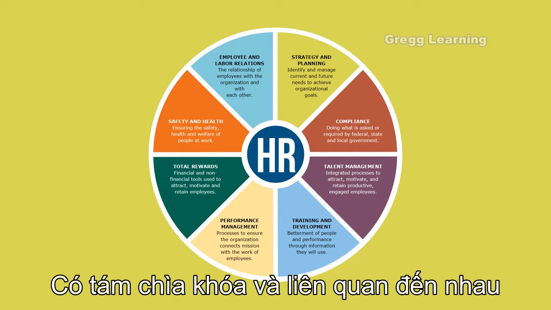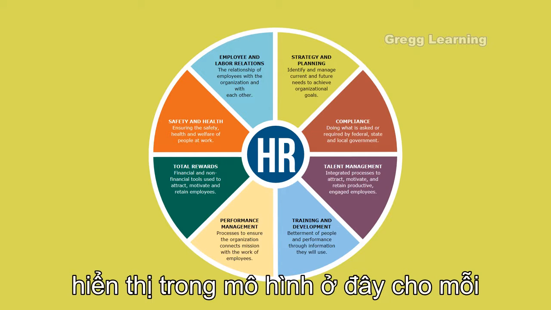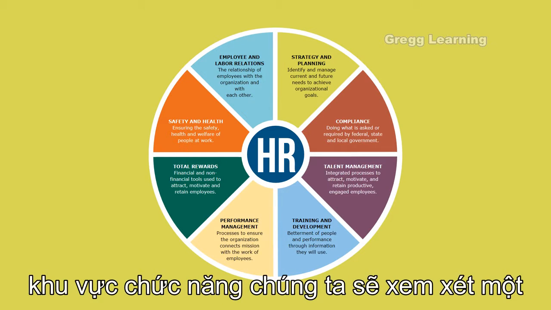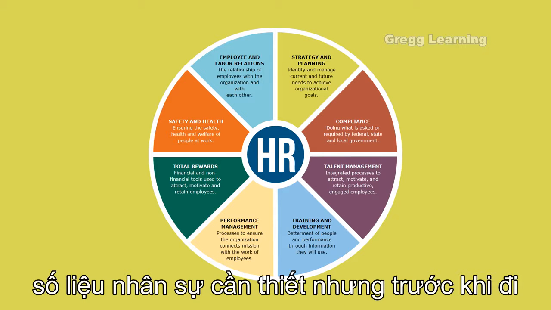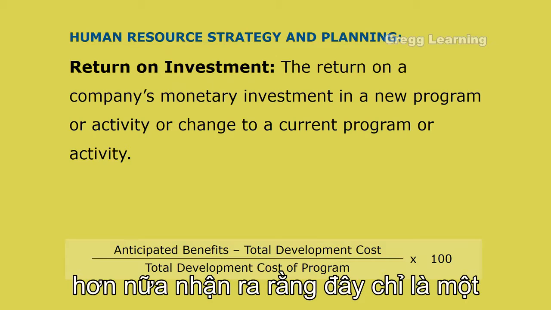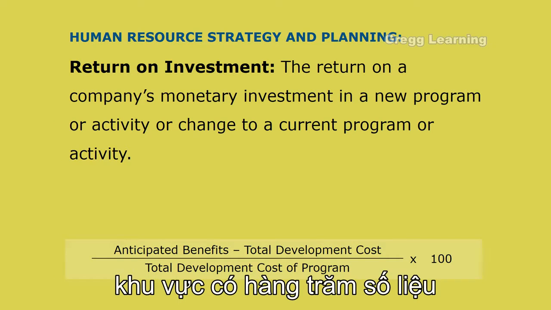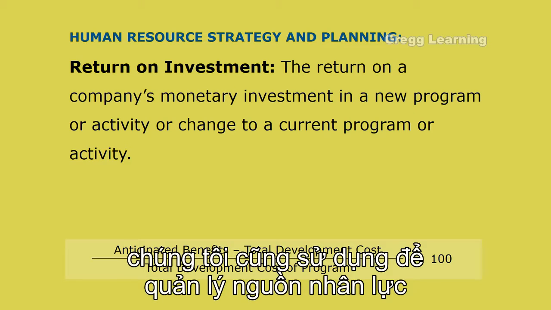I believe that there are 8 key and interrelated functions of human resource management shown in the model here. For each functional area, we'll look at one essential HR metric. But before going any further, recognize that this is just one metric in each of the 8 functional areas. There are hundreds of metrics that we use to manage human resources well.